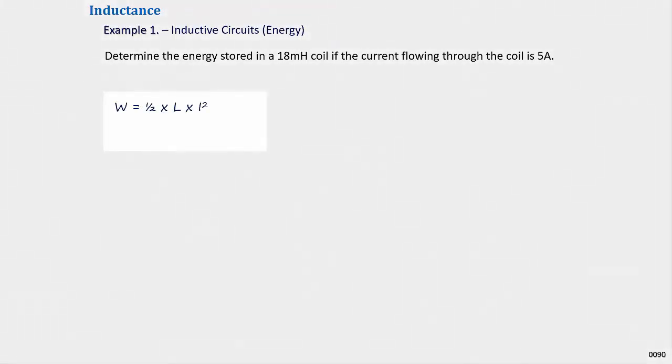The following example is in the accompanying workbook, Inductive Circuits, Energy. Here, we are required to find the energy stored in an 18 millihenry coil if the current flowing through the coil is 5 amperes. We know energy stored W equals a half times the size of the inductor times the current squared. Substituting the values, W equals a half times 18 times 10 to the power minus 3 times 5 squared, which equals 225 millijoules.